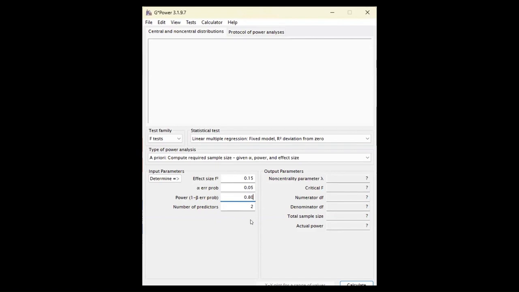Why? Because I just have the IV and mediator that are going to predict the dependent variable, DV. However, if I want to include covariates in my study, I will increase this number, because a covariate can also be treated as another predictor. So let's see, if I don't have any covariate and I want to calculate my power, what happens here.